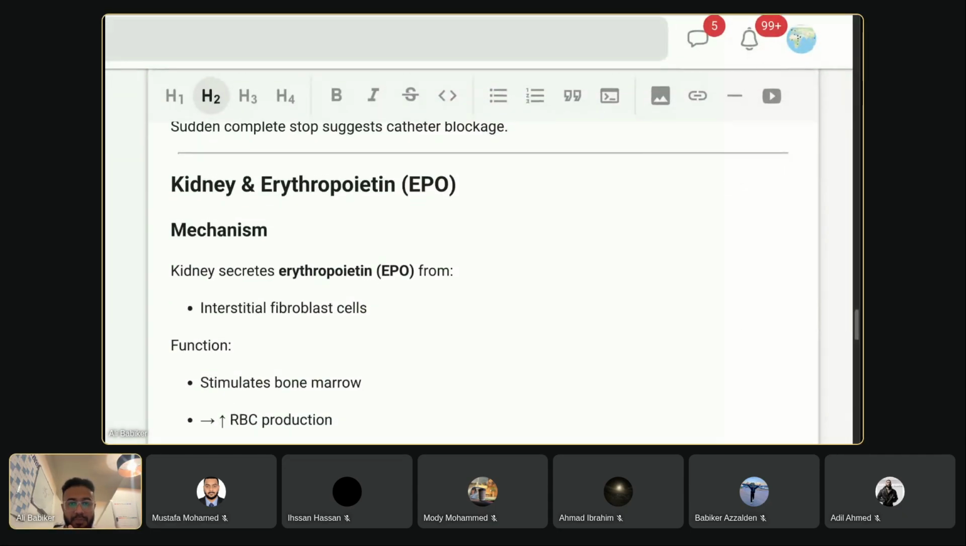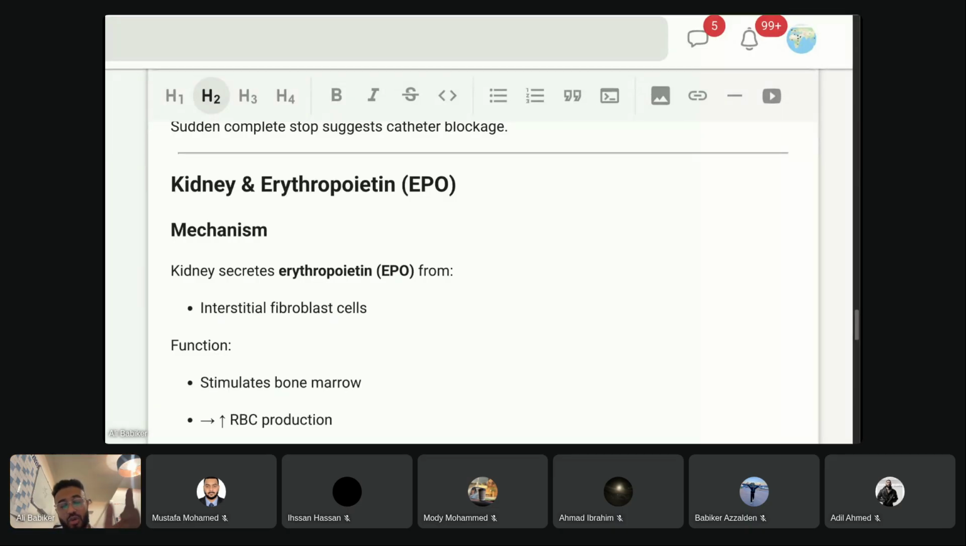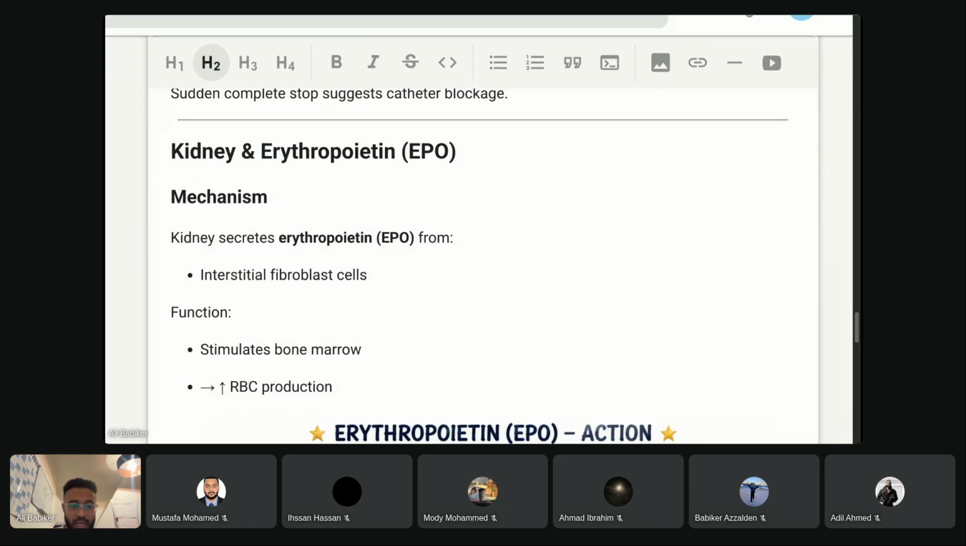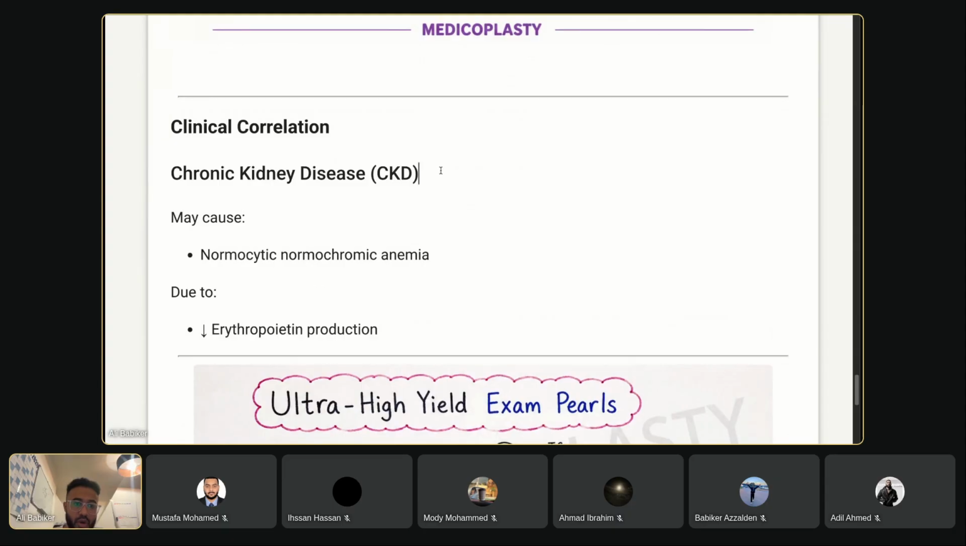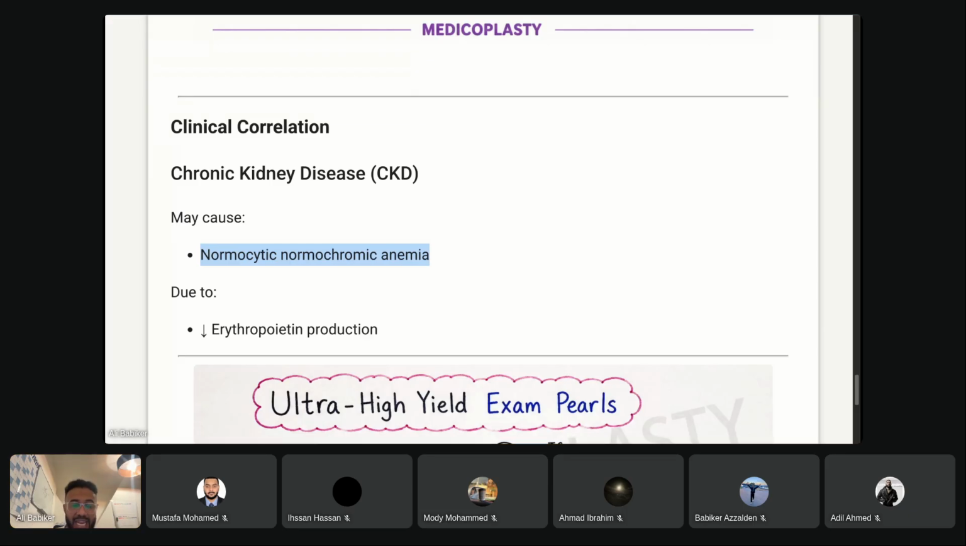Okay, why is this important? Because those who have renal failure will have anemia due to reduction of erythropoietin. Clinically, chronic kidney disease may cause normocytic, normochromic anemia due to reduced erythropoietin production. In your exam, they will literally ask you about the type of anemia they will have. So it's not just that you need to memorize it's anemia. No, you need to know exactly what type of anemia those who have CKD will develop, which is normocytic, normochromic anemia.